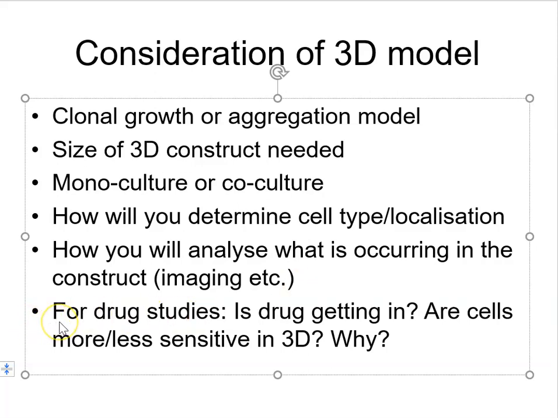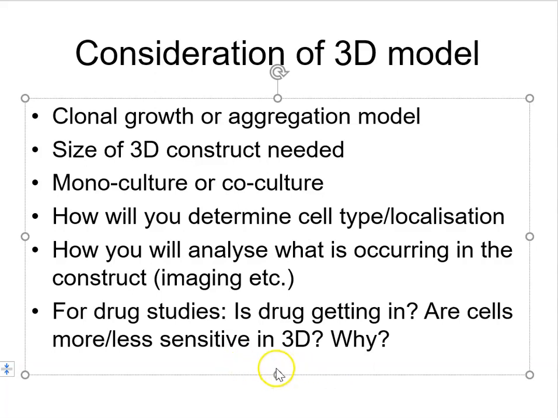For most of what I do, which is drug sensitivity studies, we need to know, is the drug even getting in there? Are the cells more or less sensitive in 3D cell culture, and why? And that's the primary question that I'm working on at the moment. So most of my studies are looking at either drugs or radiotherapy in 3D cell culture, and what we find is that in most situations the cells in 3D cell culture are pretty much resistant to drugs. In a few situations they are more sensitive in 3D cell culture, but usually they're completely resistant.